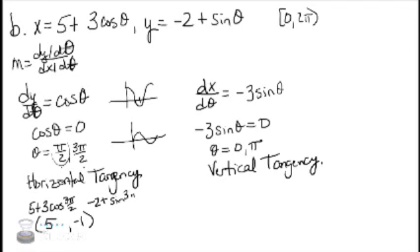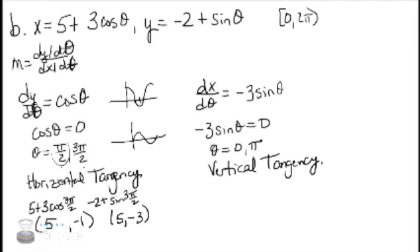Pi over 2. So our x coordinate is going to again be 5, and our y coordinate is going to be -2 minus 1, so -3.